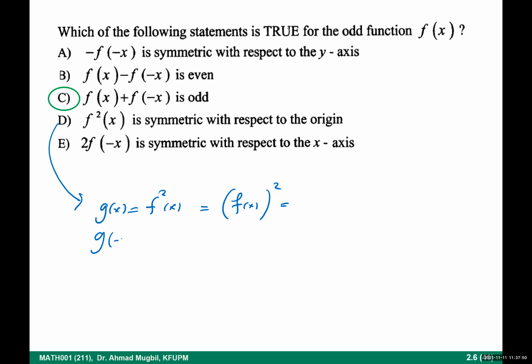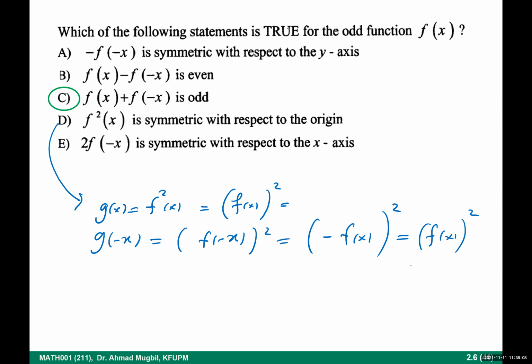Now replace x by negative x. What will you get? You will get f of negative x all to the power 2. What is f at negative x? It is negative f of x because it is odd. Now square negative; when you square it, what will you get? Positive. It will be f of x all squared. What is this? This is our function back. This is g of x back. So it is even.